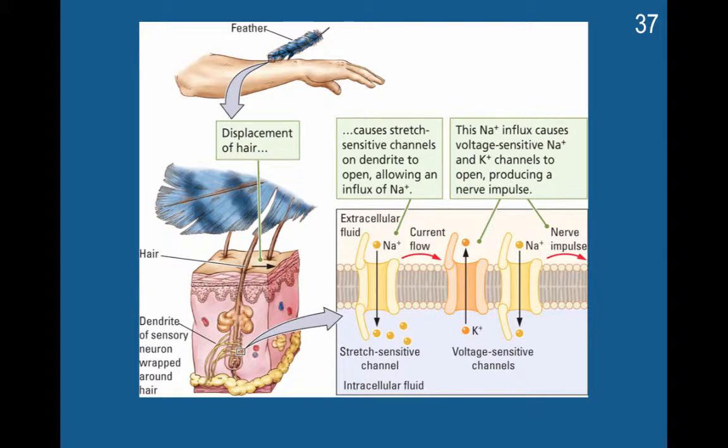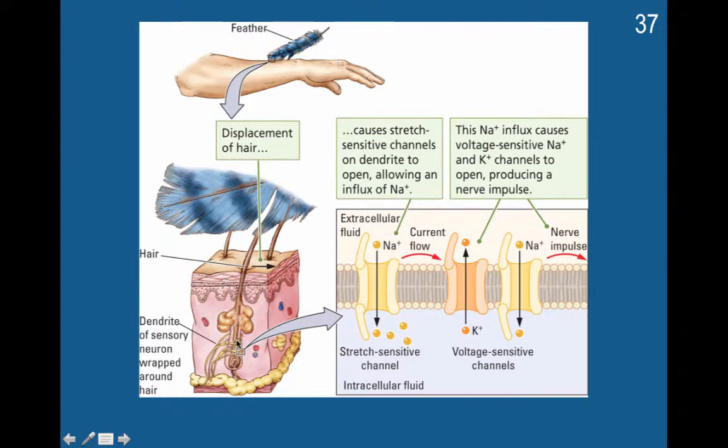So here's an example of this. Okay, so here's your skin, here's your hair. This is just an example that I like because it's on your arm, and so your hairs, they are very, very sensitive to displacement. I don't think we sort of think about how sensitive they are to displacement, but I'll give you a couple examples in a second. So when this hair moves, the dendrite of the sensory neuron, here's the dendrites right here, they're wrapped around the hair.